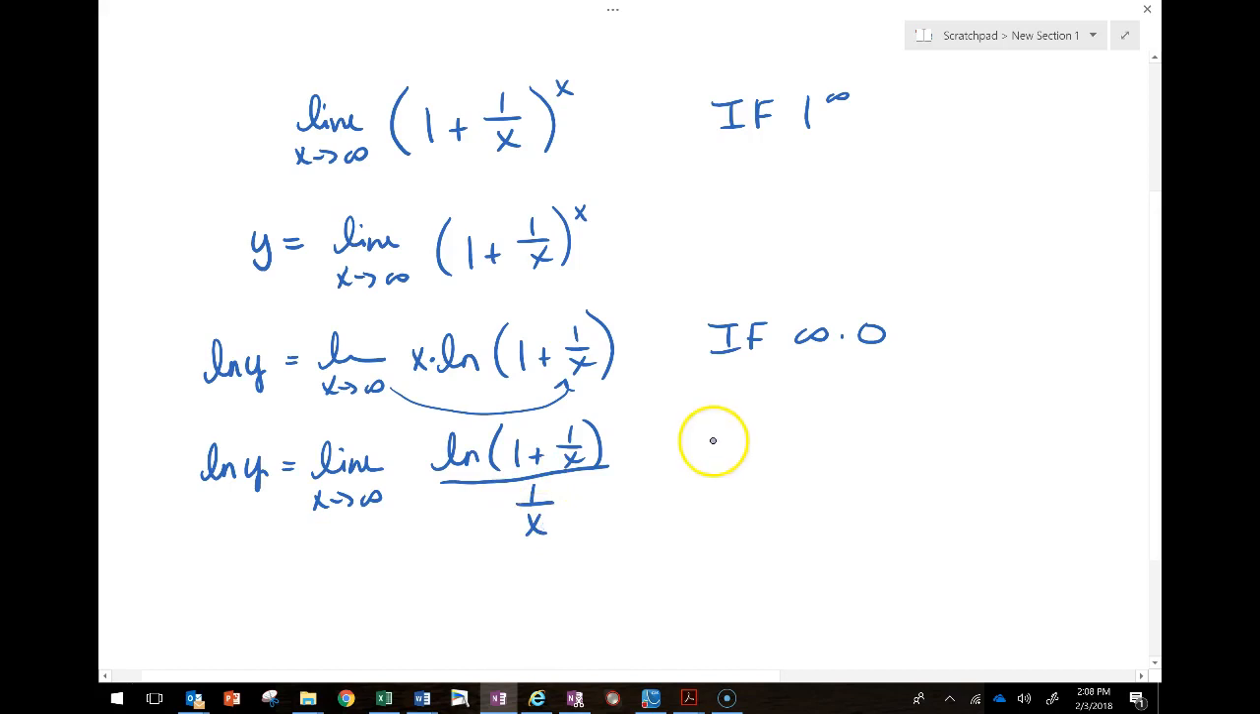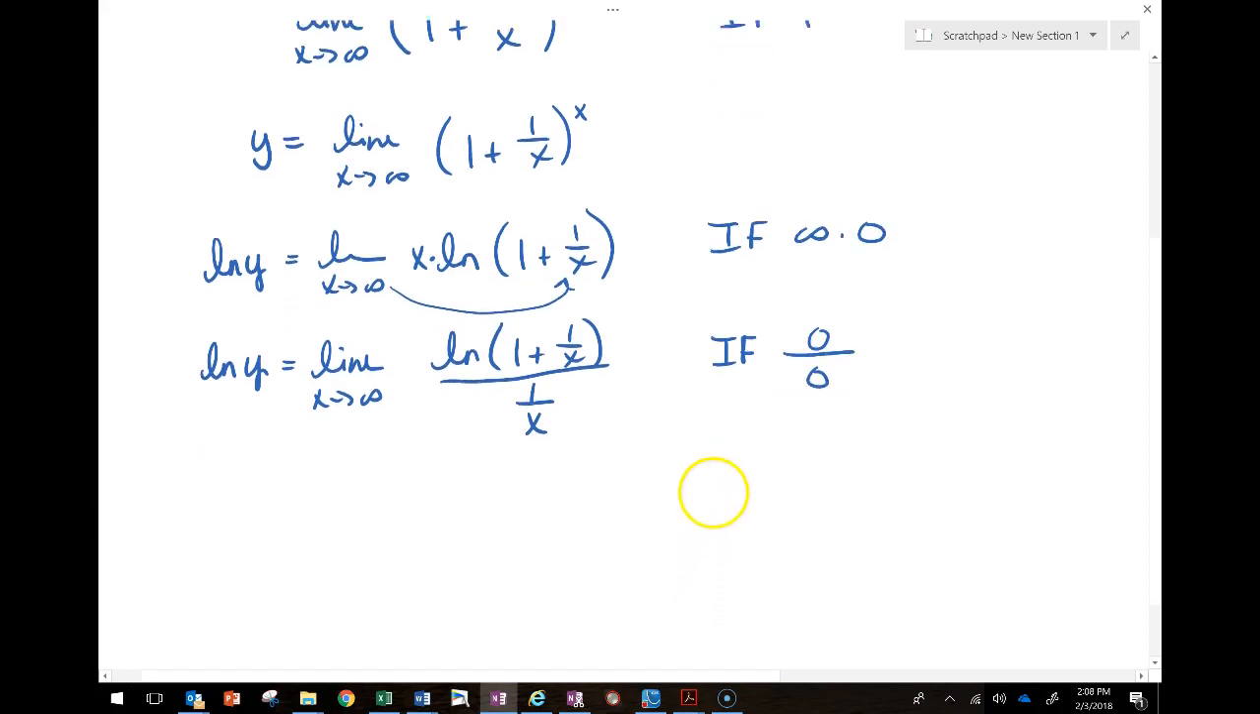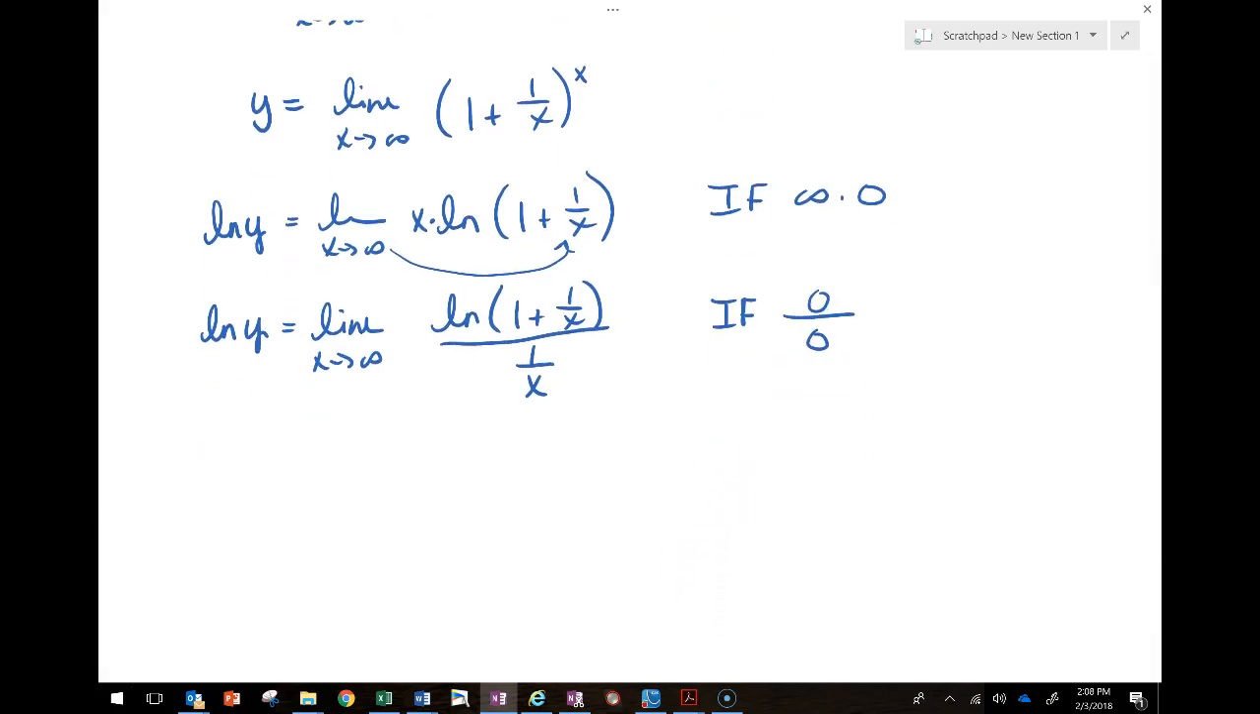Now let's take a look at our new indeterminate form. As x goes to infinity, the ln of 1 is 0. And as x goes to infinity, 1 over x goes to 0. And whenever we have 0 over 0 or infinity over infinity, we can apply L'Hopital's rule, which basically is going to say that the limit of this quotient that we currently have is equivalent to the limit of the quotient of the derivatives. So let's take a look at that.